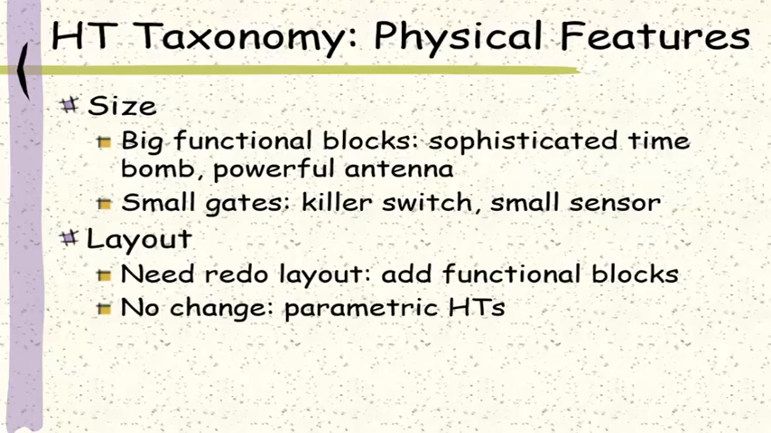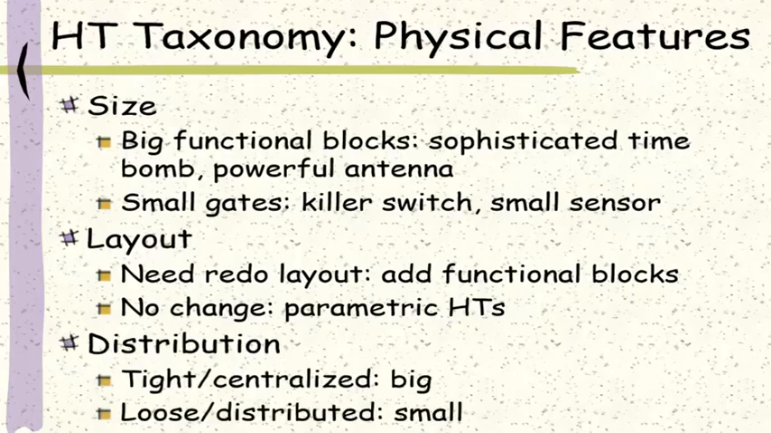Sometimes when hardware Trojans are embedded into the system, we need to redo the layout or placement and route. Examples of this include adding functional units, which are non-trivial ones that cannot fit into a small space on the layout. There are also hardware Trojans that do not need to change the layout, for example, the parametric hardware Trojans, or some very small hardware Trojans that can utilize the white space on the chip's layout.